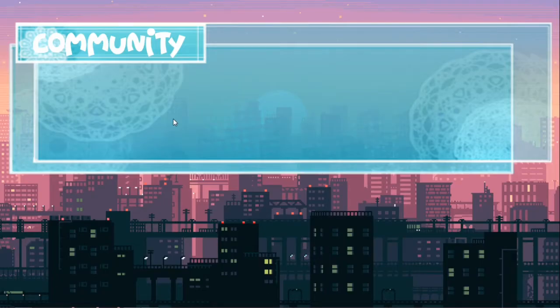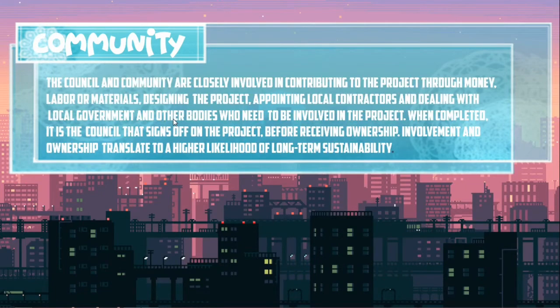Community. The council and community are closely involved in contributing to the project through money, labor, or materials, designing the project, appointing local contractors, and dealing with local government and the other bodies who need to be involved in the project. When completed, it is the council that signs off on the project before receiving ownership. Involvement and ownership translate to a higher likelihood of long-term sustainability.